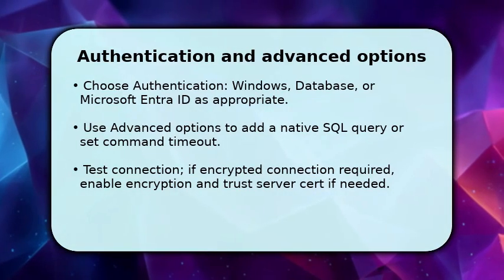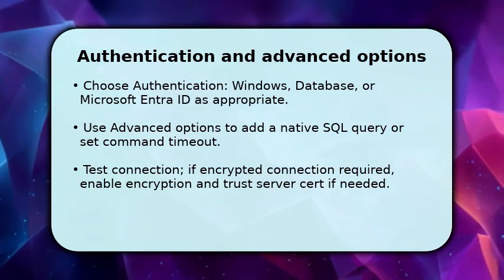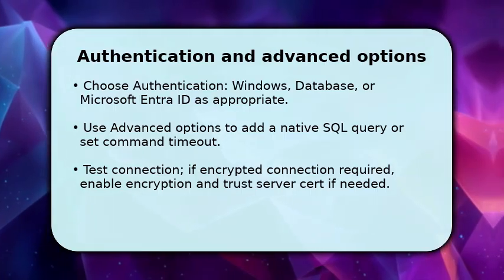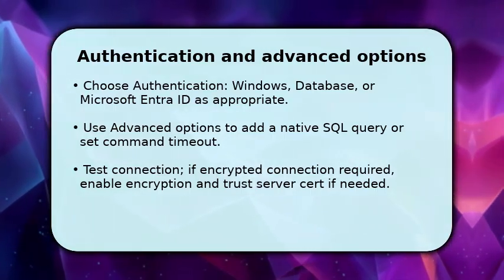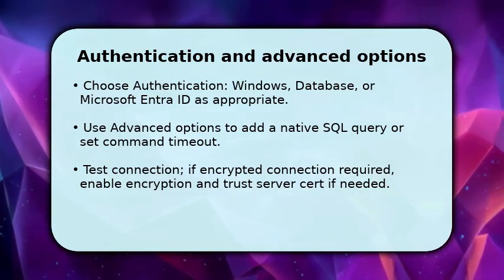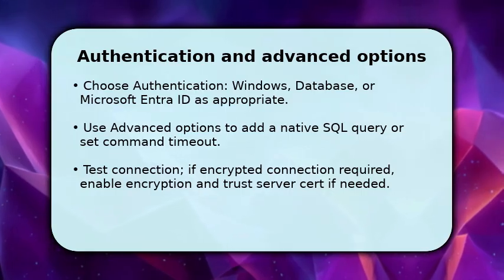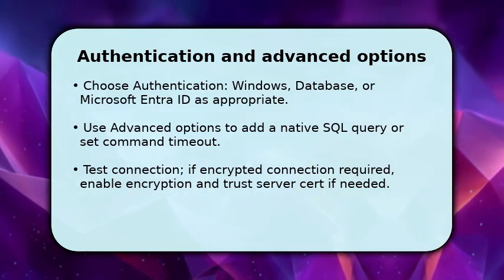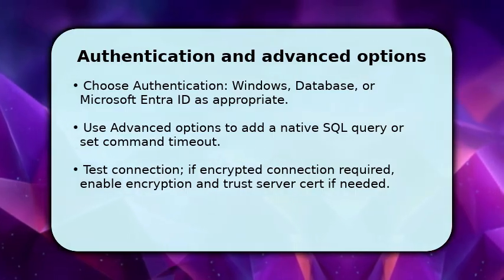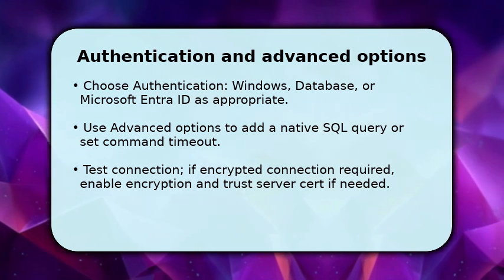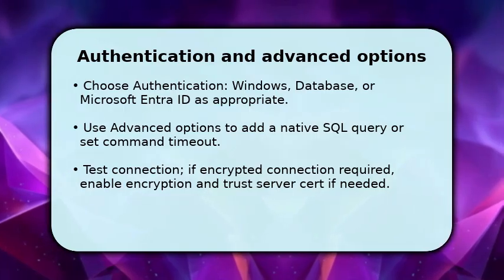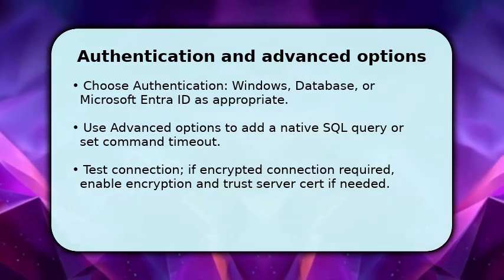Next, you handle authentication and advanced options. Select Windows or database authentication. For cloud-integrated setups, use Microsoft Entra ID. If you need a specific dataset, paste a native SQL query in advanced options to limit rows and improve performance. Adjust command timeout if queries are long-running and toggle encrypt connection if your server enforces TLS. Once configured, click OK and wait for the navigator to list tables. This middle step shapes which data is retrieved and how secure and performant the transfer is.